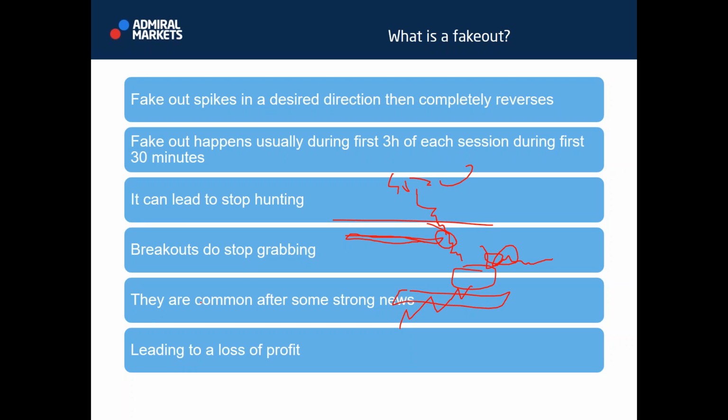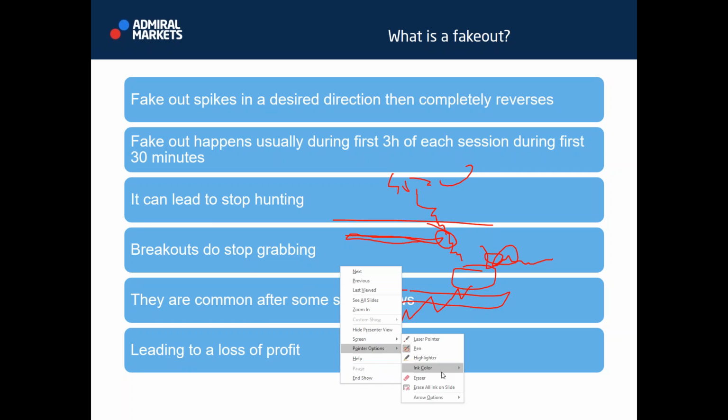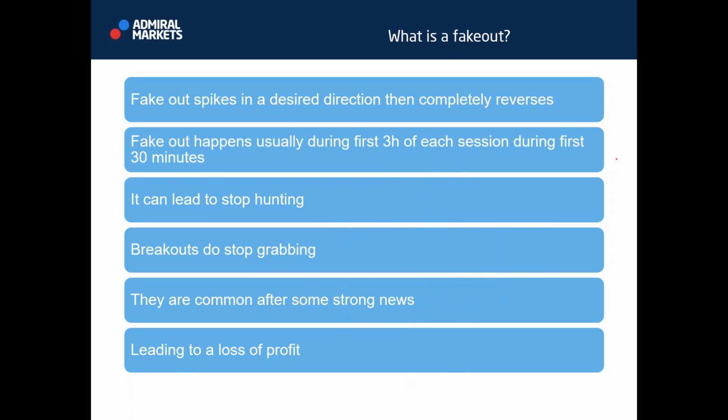So the thing is, guys, you actually can use a stop grab momentum to make profits. Stop grabbers are those candles that show exceptional momentum after a fake out or breakout of an important support resistance cluster. Fake outs are very common after some strong news. You will probably see a lot of movement during today's FOMC in 2 hours. So we might see fake out, breakout.